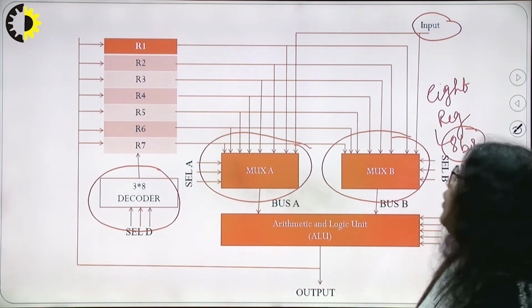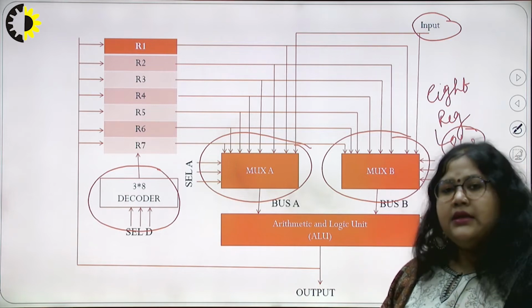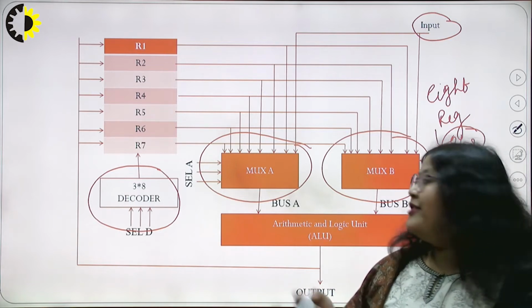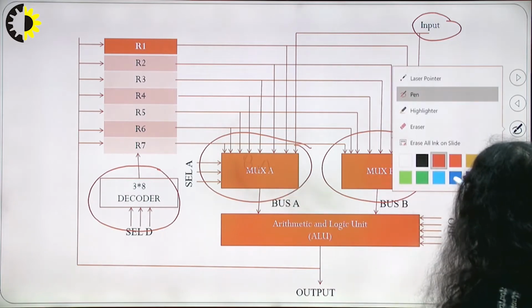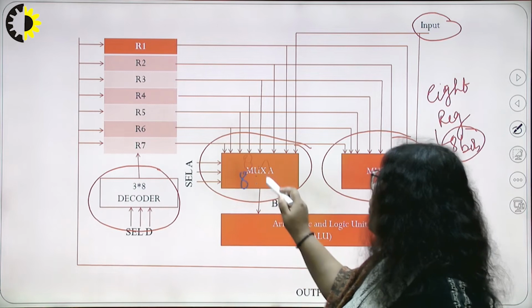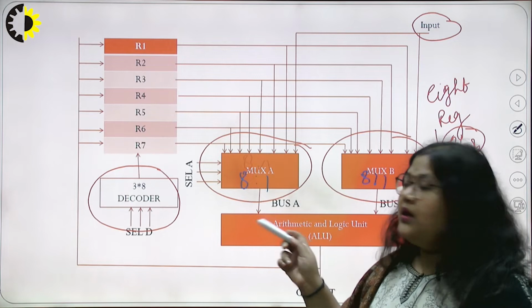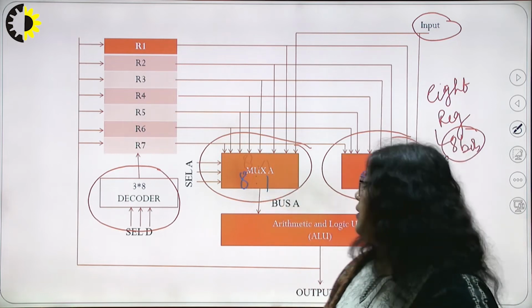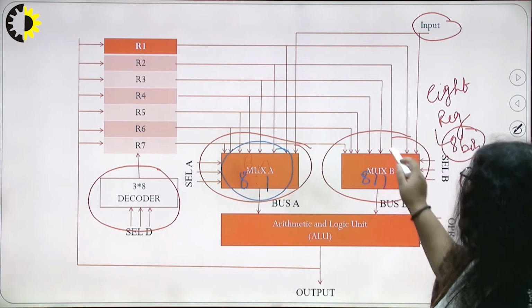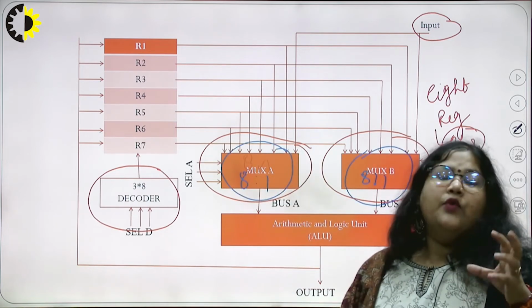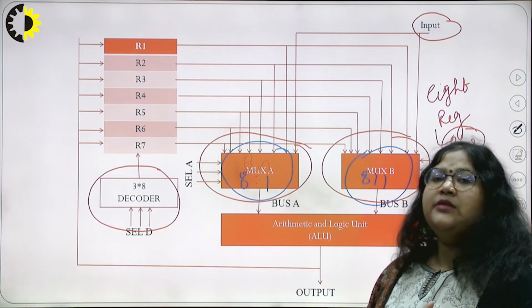Now, what is the size of the mux? The size of the mux totally depends on the number of registers. There are 8 registers, so the size of the mux is 8:1. So there is not only a single mux A; there are 8 muxes in this place and 8 muxes in this place, because we take 2 buses: bus A and bus B.